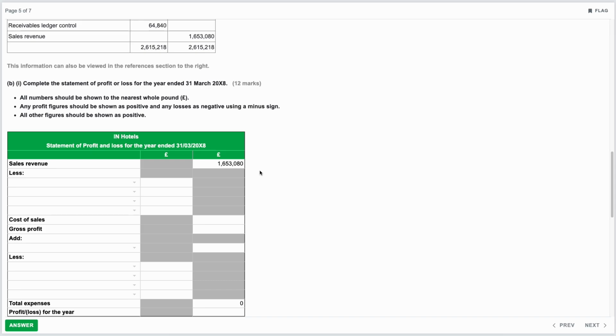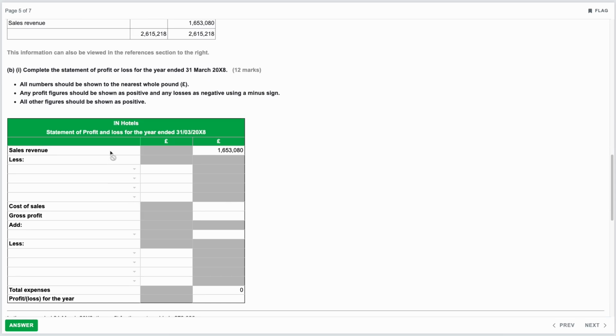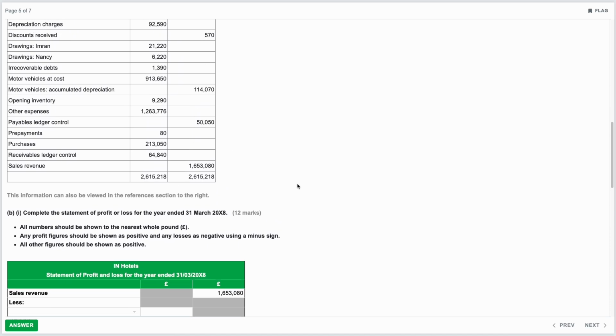Okay, so our sales revenue has already been filled out for us. So the next part is to complete our cost of sales. Now our cost of sales is made up of opening inventory plus purchases less closing inventory. However, we do have 4 boxes here. So therefore I am expecting to see another account that can go in there. The typical two here being purchase returns maybe, or carriage inwards. So let's have a look at what we've got.